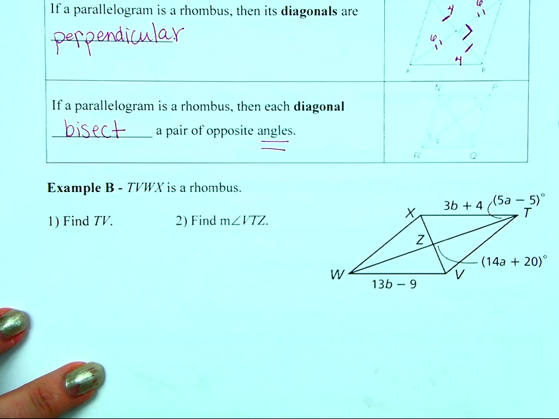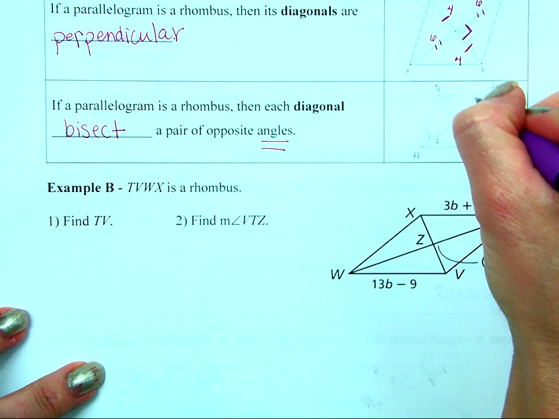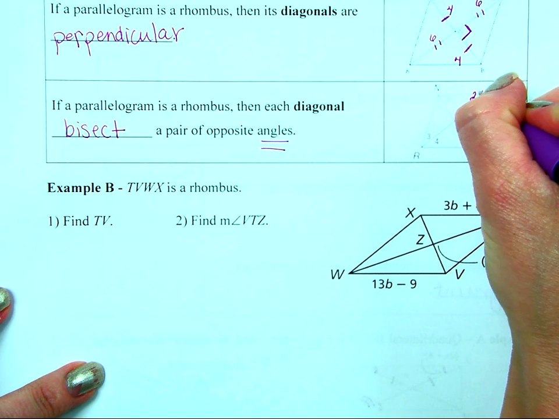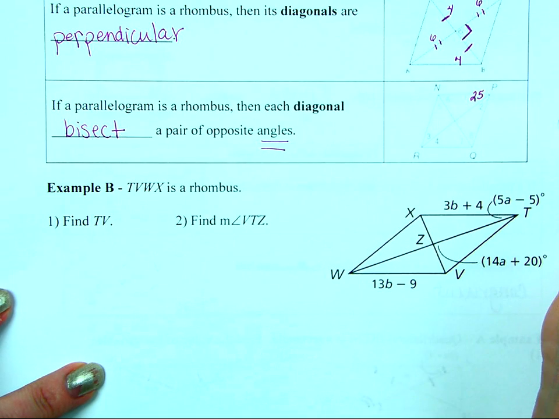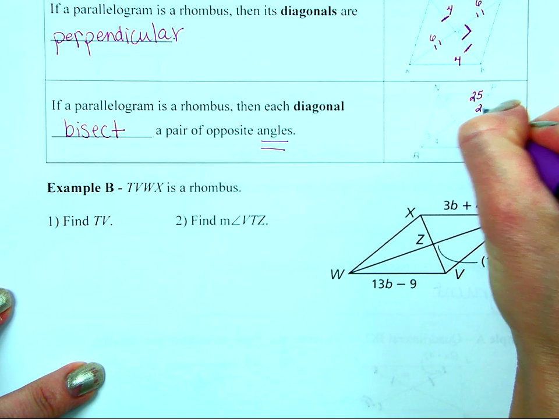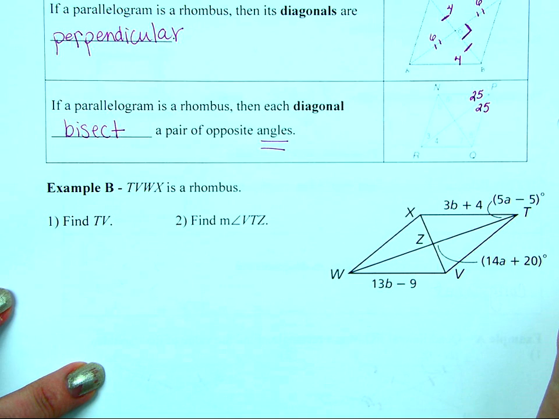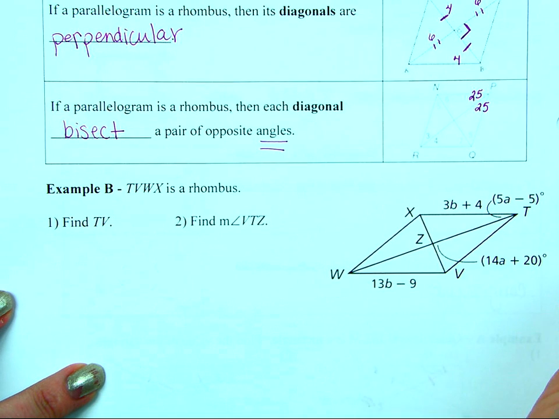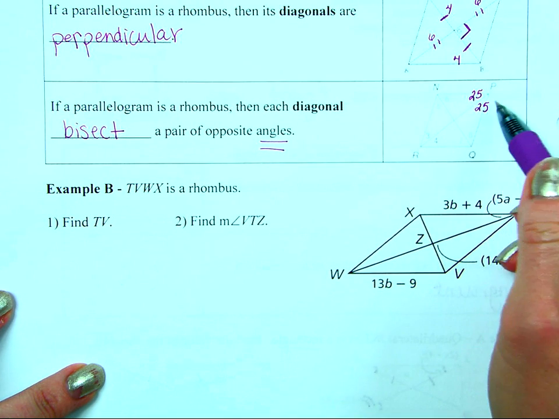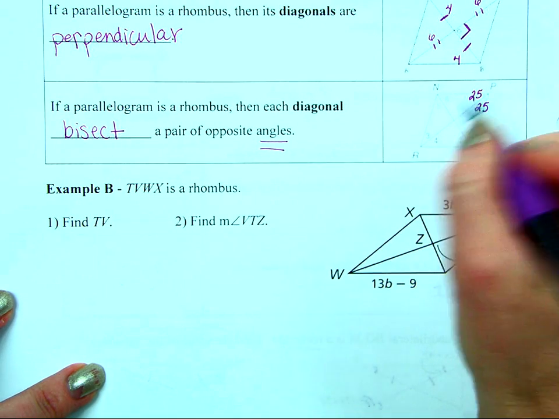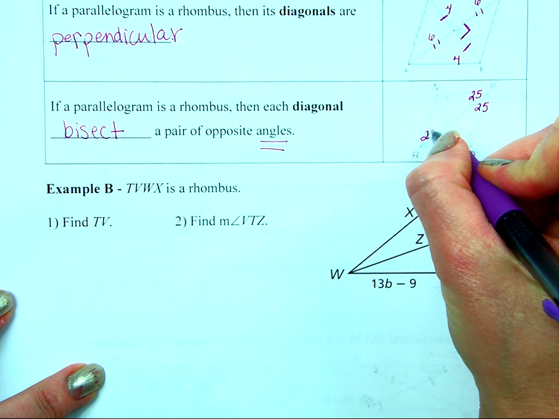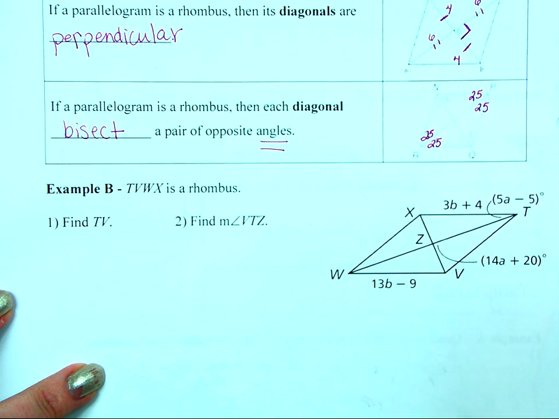Bisecting the angles. Therefore, if I told you that angle 1 was 25 degrees, because it bisects my angle, I also know angle 2 would be 25 degrees. But this is a parallelogram. Opposite angles are congruent, and so my angles 3 and 4 would also have to be 25 degrees.